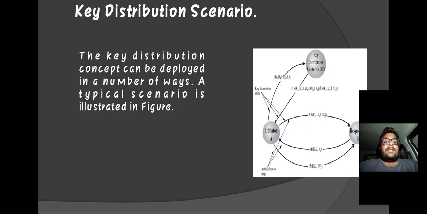Let us see more about the key distribution scenario. The key distribution concept can be deployed in a number of ways. A typical scenario is illustrated in the figure. As displayed in the example, there is an initiator A and a responder B, connected to a key distribution center. When initiator A needs a connection, it sends a message to the key distribution center, and the message will be exchanged between initiator A and responder B.